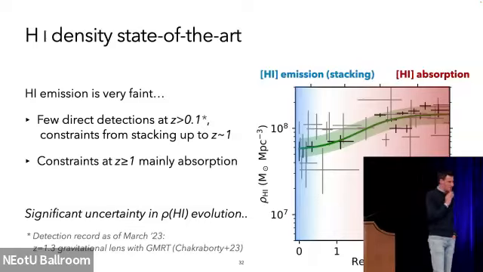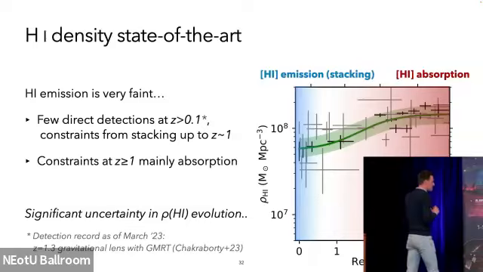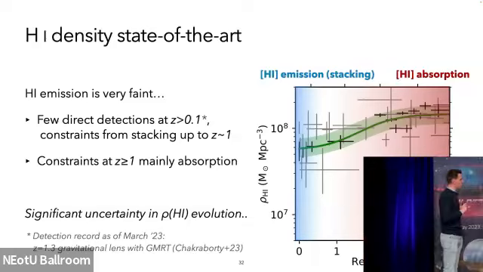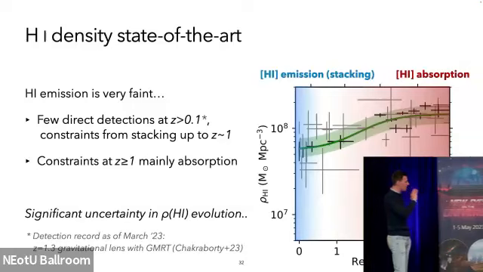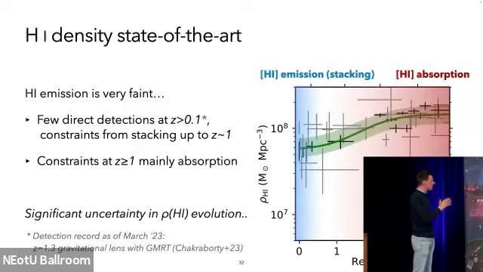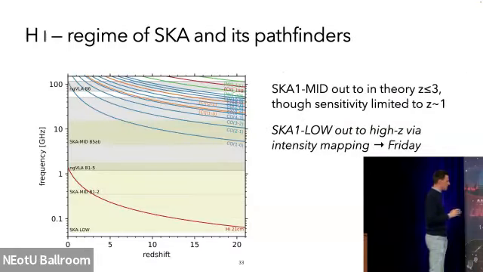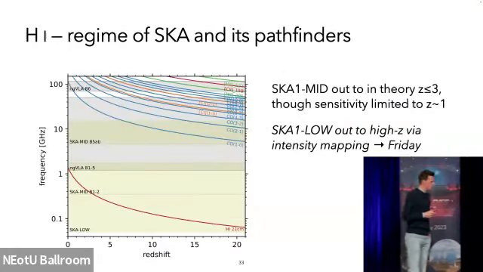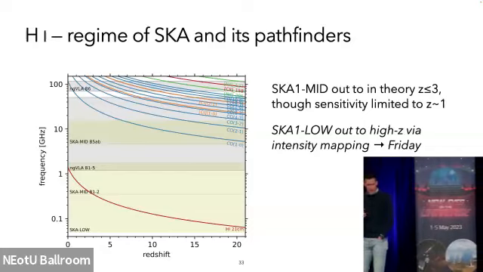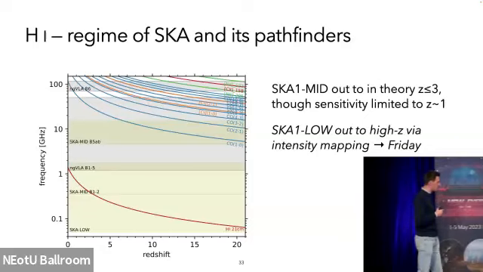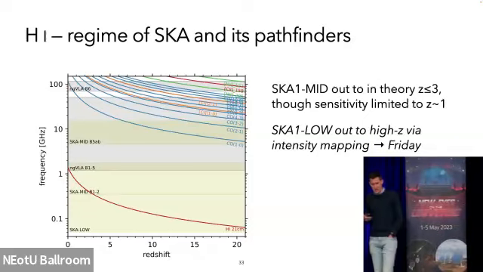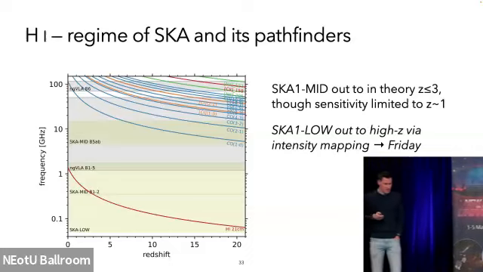Now, where does this lie in terms of the SKA and its pathfinder? So again, looking at this plot, the SKA mid will cover H1 all the way from redshift 0 out to, in theory, about a redshift of 3 or so. I think in practice, sensitivity-wise, it will probably be limited to around a redshift of 1. And then at higher redshift, it will move into the SKA low regime, where it can be characterized through intensity mapping experiments. I will not talk about this. This is something that Leah will address on Friday.